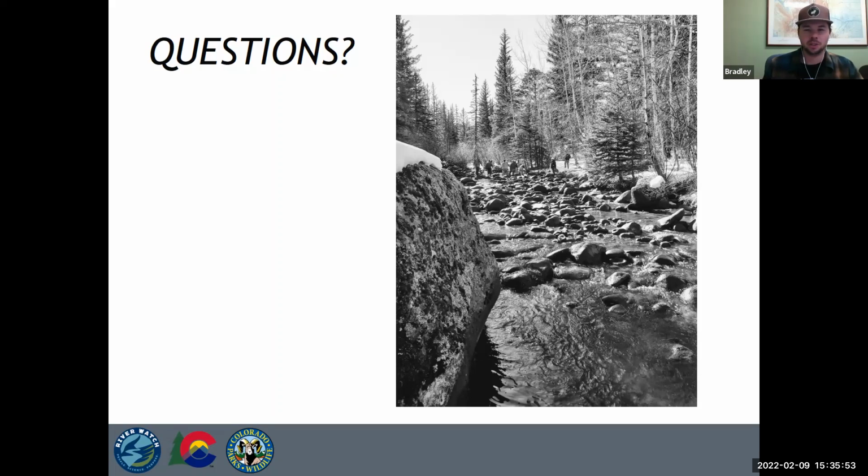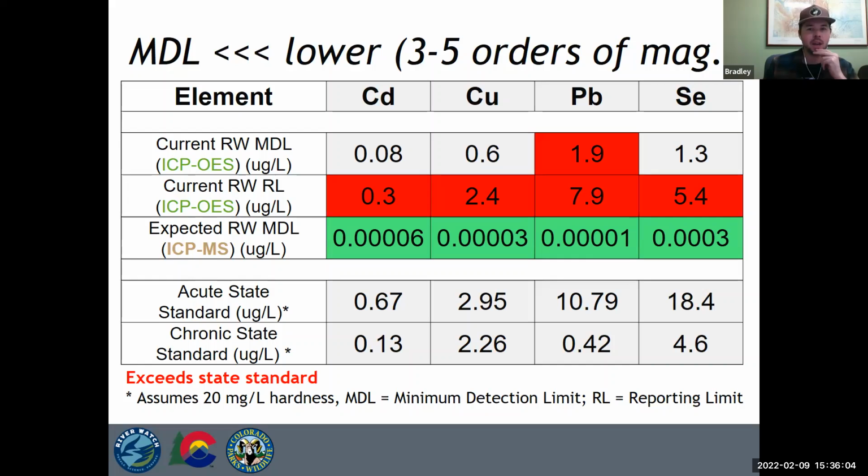You answered my other two questions there. Another one I had was, on your previous slide, you had an expected reporting limit for this new mass spec. How are you going to go about calculating that? How do you calculate the reporting limit?